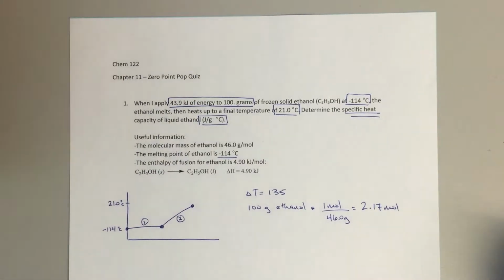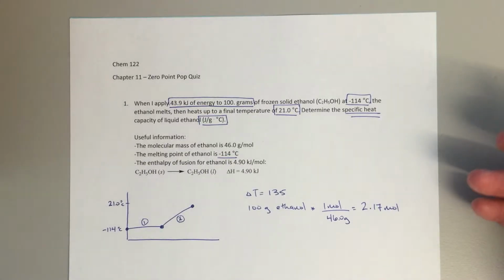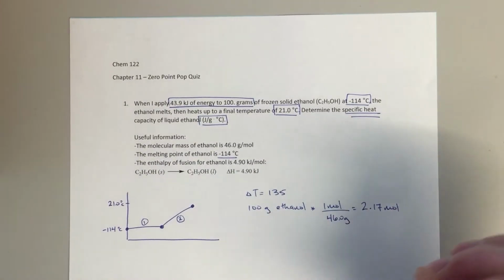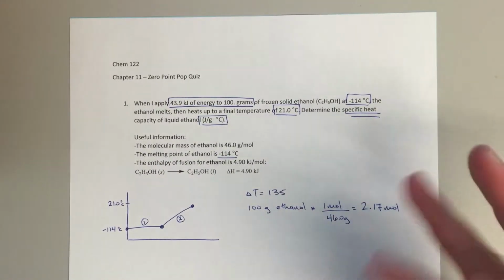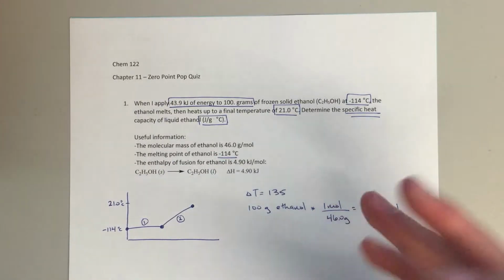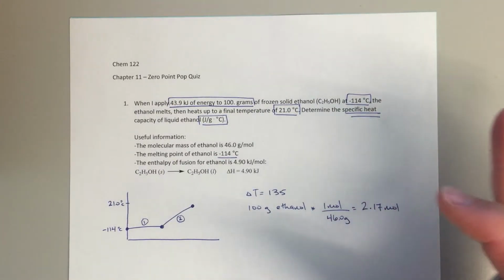Hi class, so this is the explanation video for the 0-point pop quiz, and basically this is what we would call a heating curve problem. It's a pretty standard problem, and the thing I'm trying to illustrate here is that we can do a problem in one direction and have a method for how to solve it, but if I just switch it so that we're solving for a different unknown or from a different perspective, then we get a little bit lost, right?